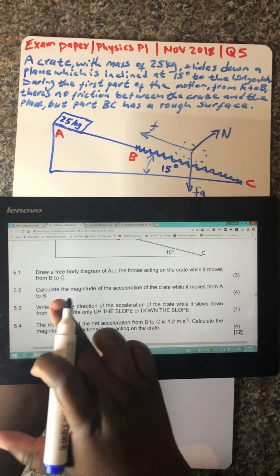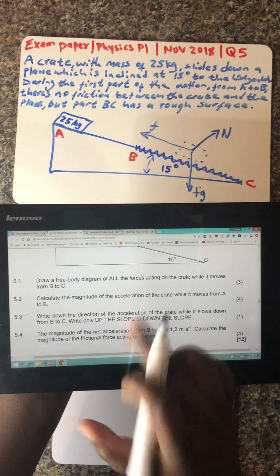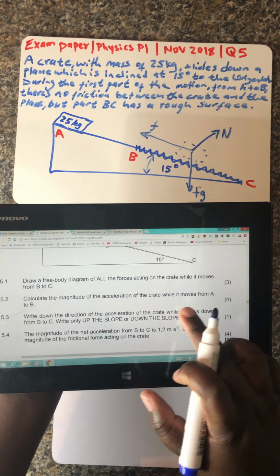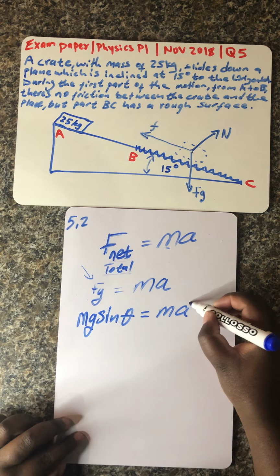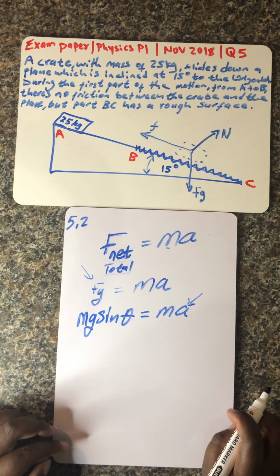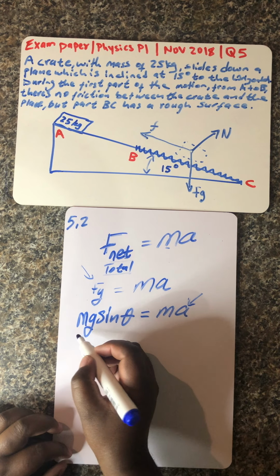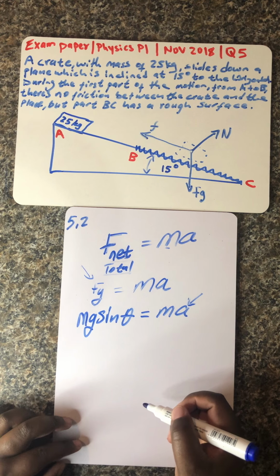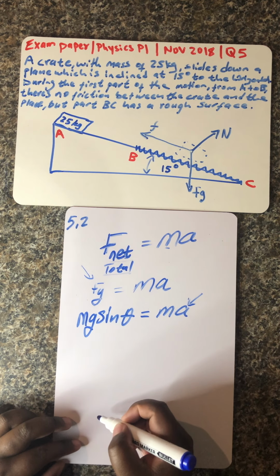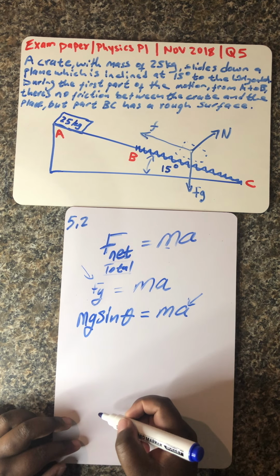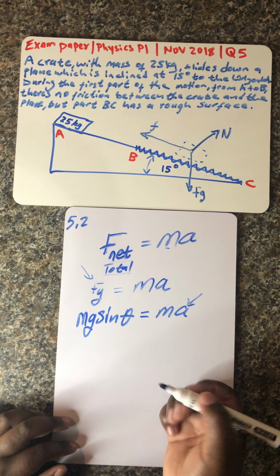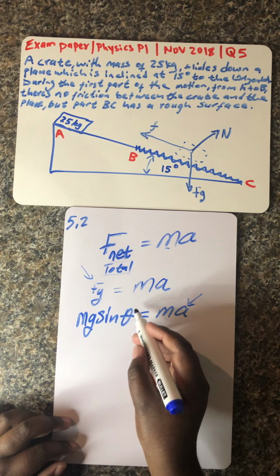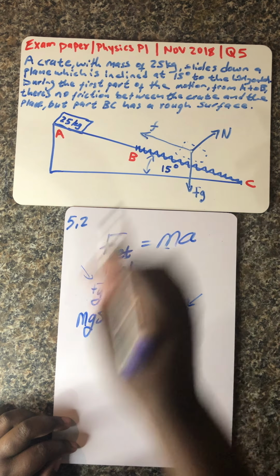Guys, we are calculating the magnitude of acceleration of the crate while it moves from A to B. So A is what we are looking for. I'm giving you this question. You tell me, have you got the mass? The answer to that question is yes. What about g? g is always 9.8. Sine is on the calculator. What is the angle? The angle is 15.